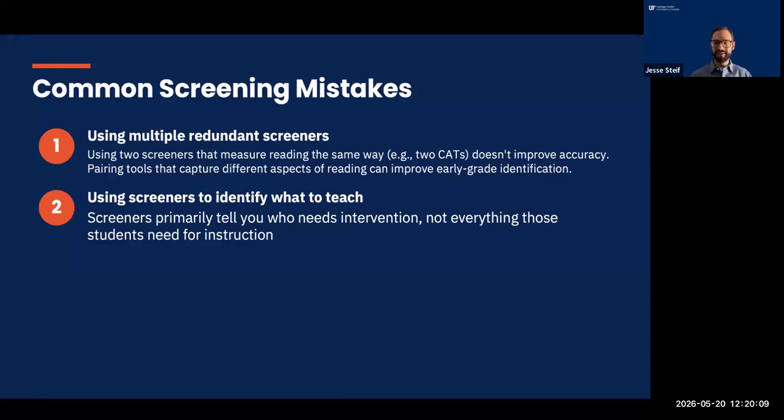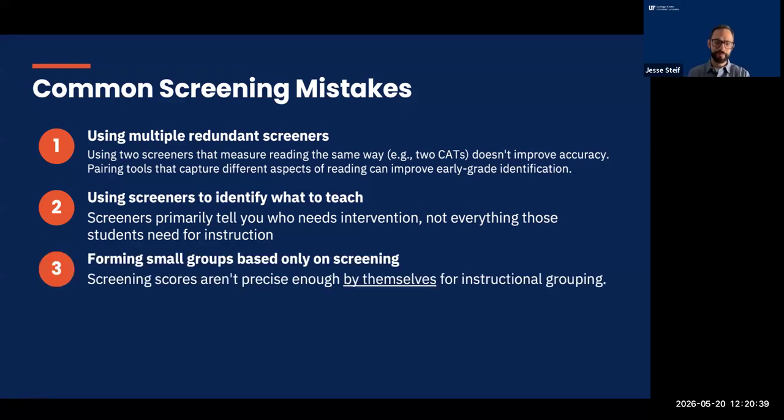It's very challenging to figure out all of the granular, small, specific skills that students need from a computer adaptive test where they're answering multiple choice questions, and no two students are really getting the same set of questions. It's very challenging to group students based on screening data. And so the primary question that it can answer is who needs intervention, not necessarily what or everything that they need in terms of their intervention.